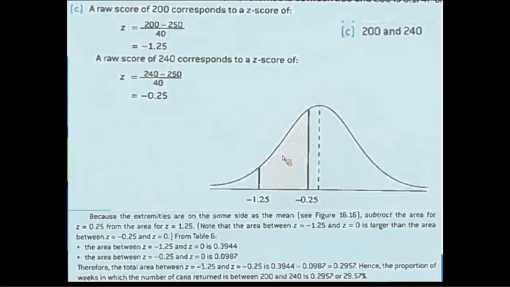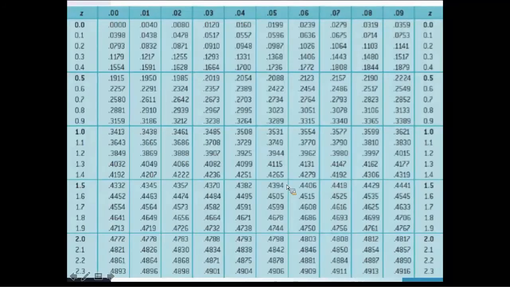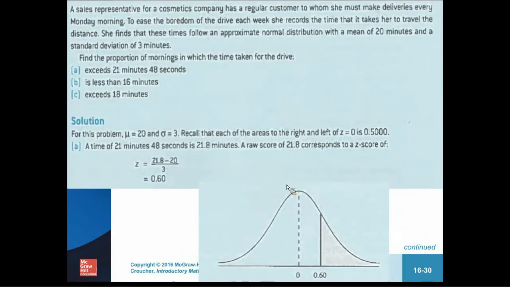So hopefully, just a bit of repetition there, but by just taking it step by step, you can see the steps. Draw the graph, find your Z-score in the formula, look up the area, and then work out what you're going to do to find the particular area you're looking for.